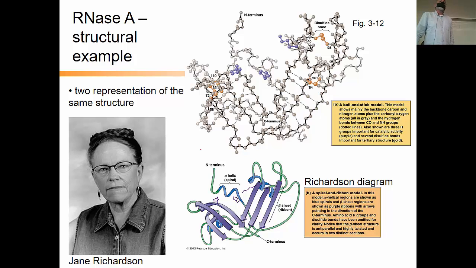And so what we can see from that is the value of those diagrams that have the arrows and the alpha helices shown as they are. And this type of diagram was made by a structural biologist called Jane Richardson. We can call these Richardson diagrams, sometimes you'll see them referred to as ribbon or cartoons, but it's a really great way to represent a protein.